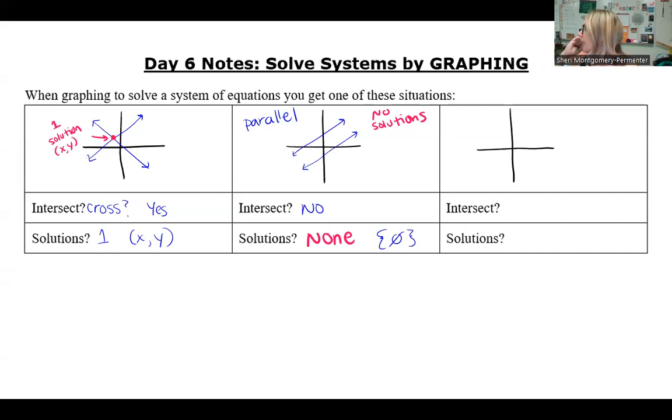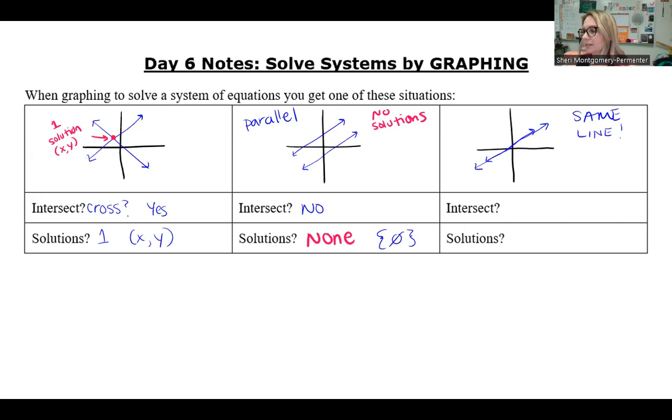The next situation that can happen is kind of a weird one. So here's the next situation. Here's a line, and then here's another one. So that's actually 2 lines. Yeah. So that situation is kind of another weird situation, in that they are the same line.